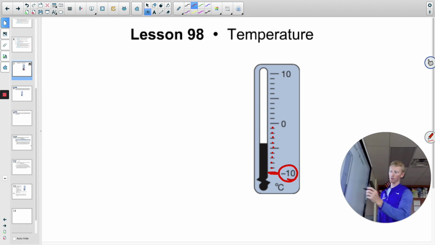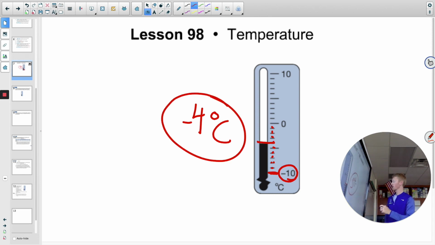So if I'm trying to read the temperature on this thermometer here, I can see that line lines up with 1, 2, 3, 4, 5, 6. That's 6 away from negative 10, or if I count the other way, 0, 1, 2, 3, 4. That means that this would be showing me negative 4 degrees Celsius. Don't forget the label Celsius, okay? Let's take a look at an example here.